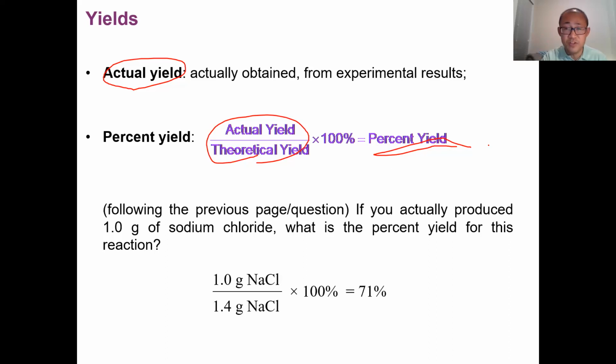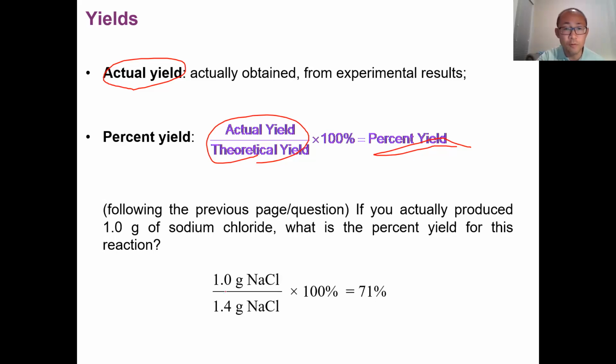So these three types of yield are very important regarding chemical reactions to evaluate how good the reaction is. Higher yield means the reaction works great. Lower yield means the reaction is not so good. But of the three types of yield, you have to know which one is which. Theoretical from calculation, actual from experiment. Percent is actual over theoretical multiplied by 100%.